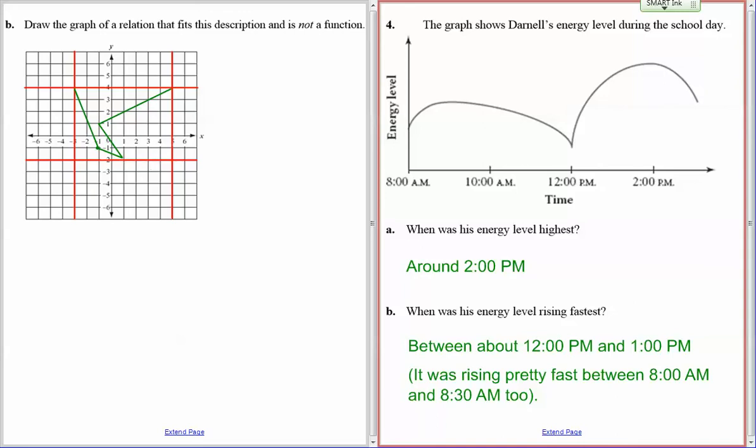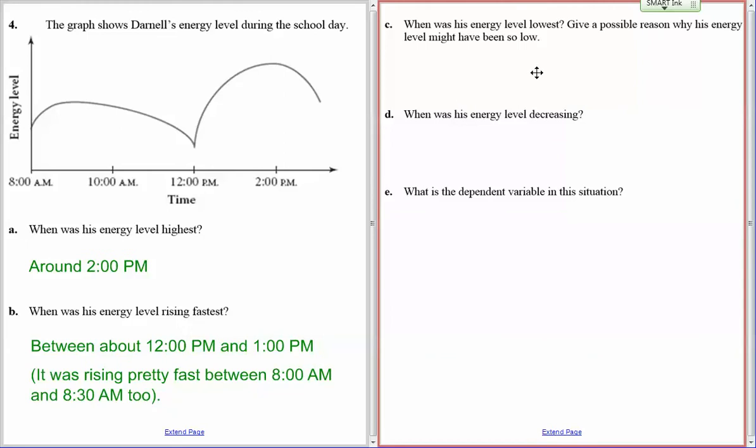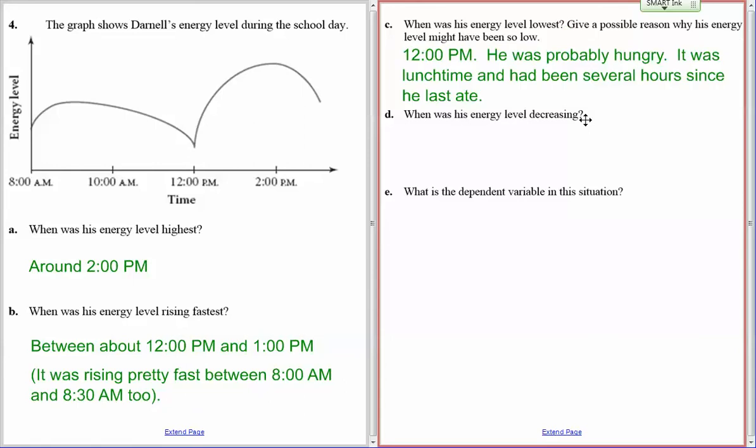When was his energy level the lowest? Right here at noon, and we're supposed to give a reason why it might be the lowest. Well, noon's lunchtime, so he's probably hungry. He probably hadn't eaten since 8 a.m. perhaps, when his initial energy started rising, and he needed to eat, and he had lunch, and boom, his energy level went right up.